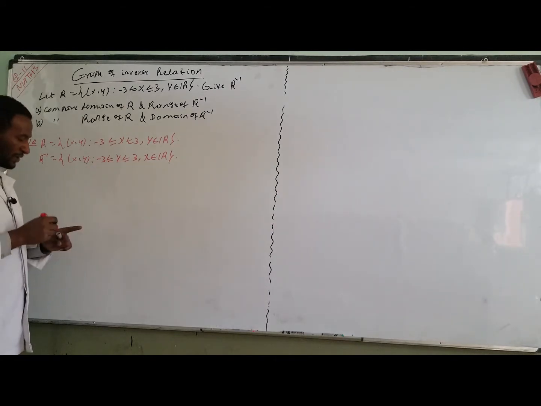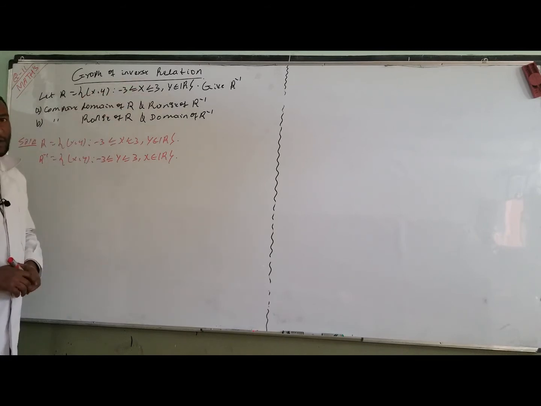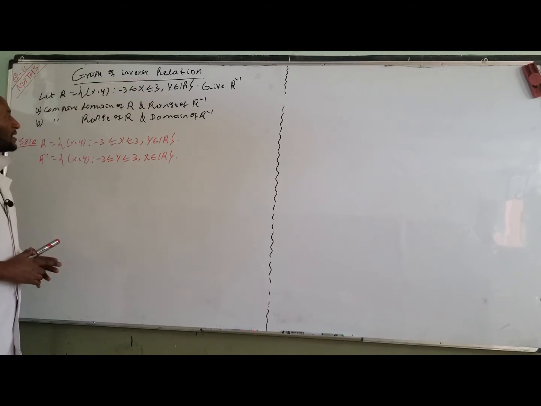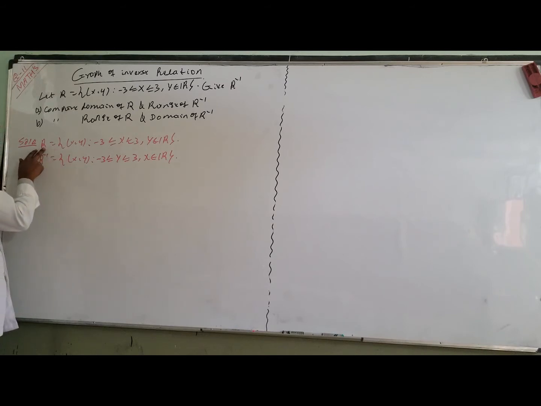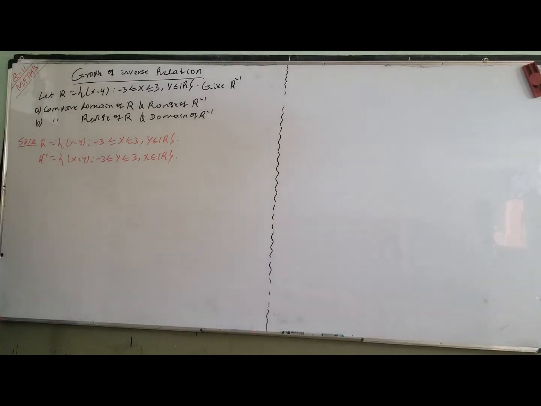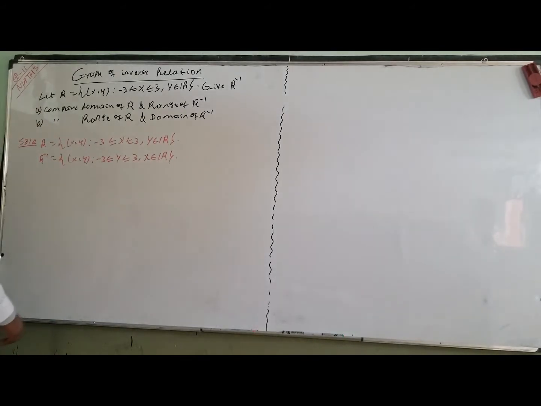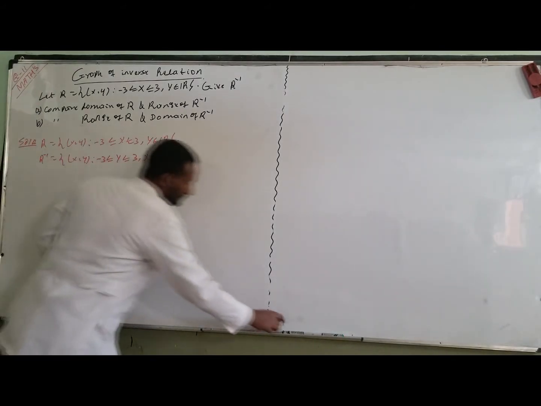But when we find the graph of the inverse relation, we can easily get the graph of R inverse by reflecting the graph of R with respect to the line x equal to y. Let us see on the xy coordinates.